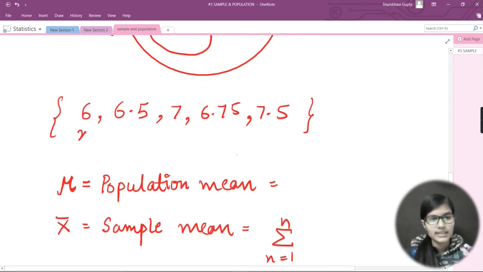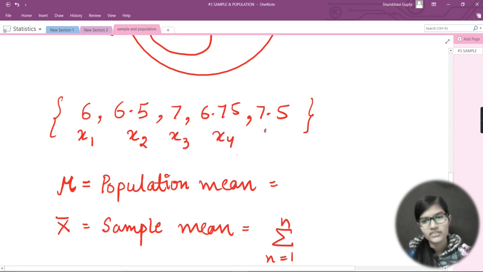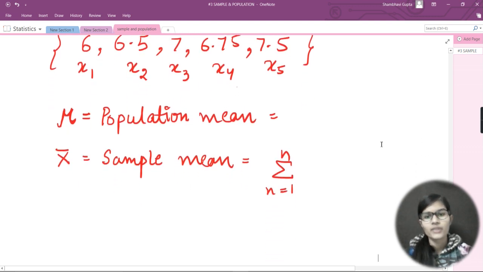So, this is x1, this is x2, this is x3, let's say this is x4, and this is x5. So what is this n here? Let me move it down. What does this n belong to? This n will go from 1 to 5. Basically, the total number of data points present here is what n refers to. In this survey data I have taken, there are 5.